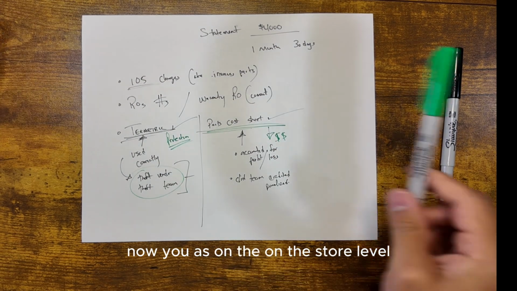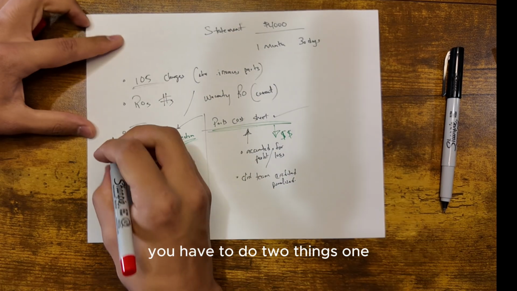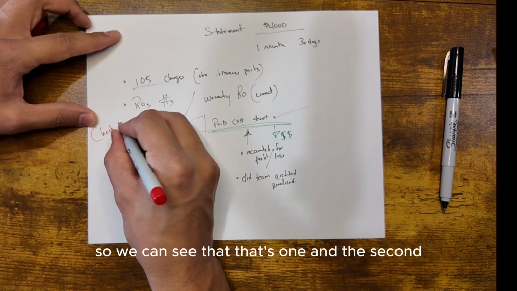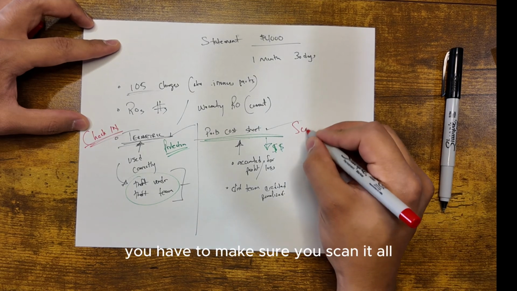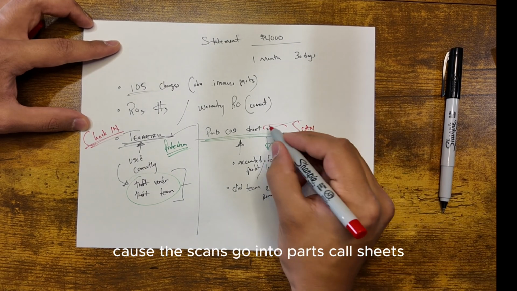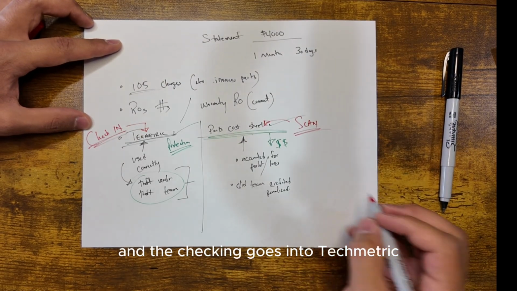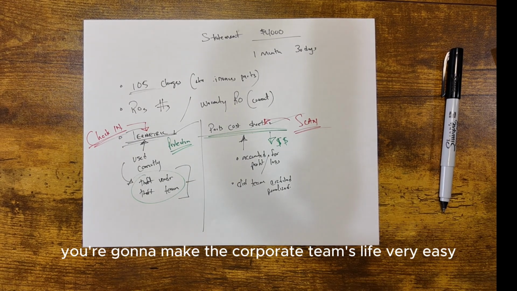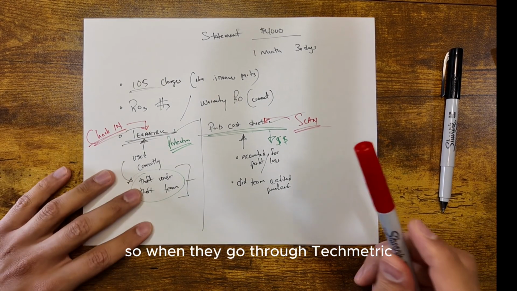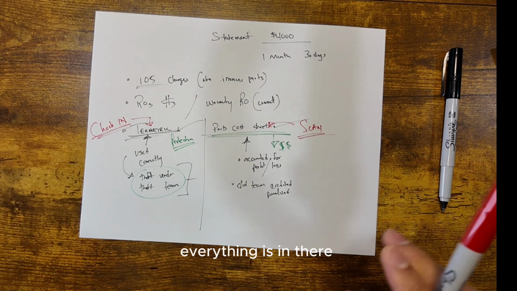Now you, as on the store level, you have to do two things. One, you have to check it into Techmetric so we can see that. And the second, you have to make sure you scan it all, because the scans go into parts cost sheets and the check-in goes into Techmetric. Well, if you do these two things, you're going to make the corporate team's life very easy. So when they go through Techmetric, they're able to say, boom, everything is in there.